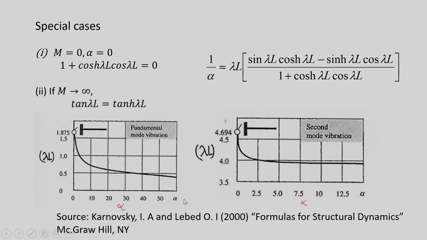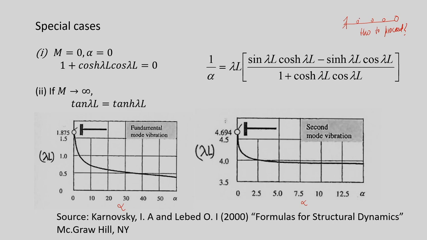Okay. Now what happens when the beam is carrying several concentrated masses? So that problem I want to address. Say for example, a cantilever beam is there, a tip mass is there, in addition there are other masses also there. So in that condition, how to proceed to find the natural frequency of vibration?